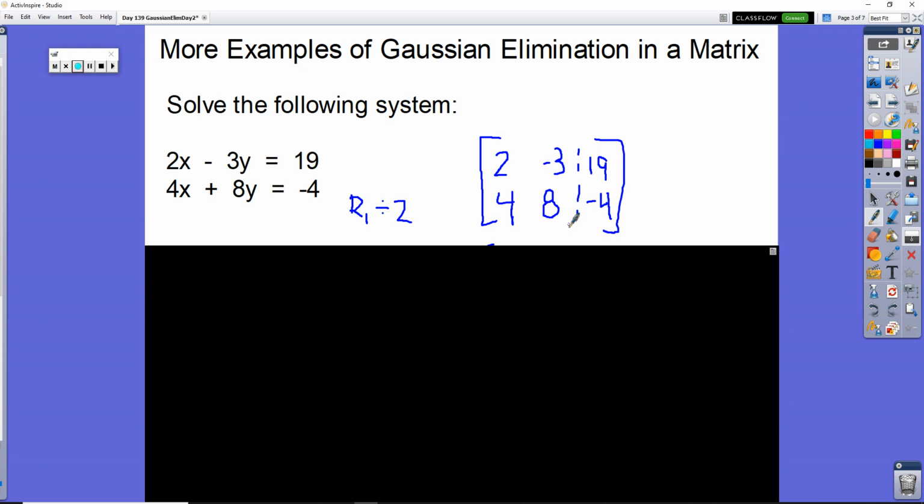Now remember, the process is always the same. You always want to start in the top left corner. And what I want to see right here is I want to see a 1.